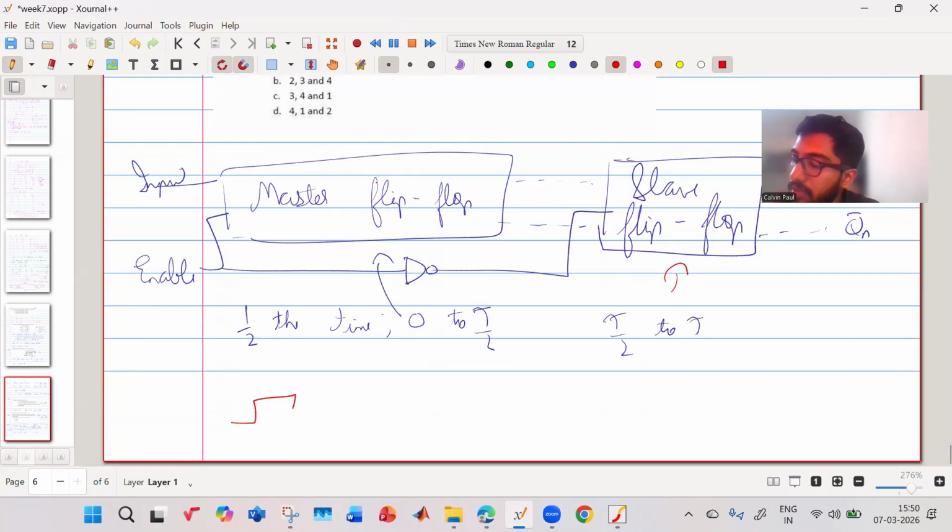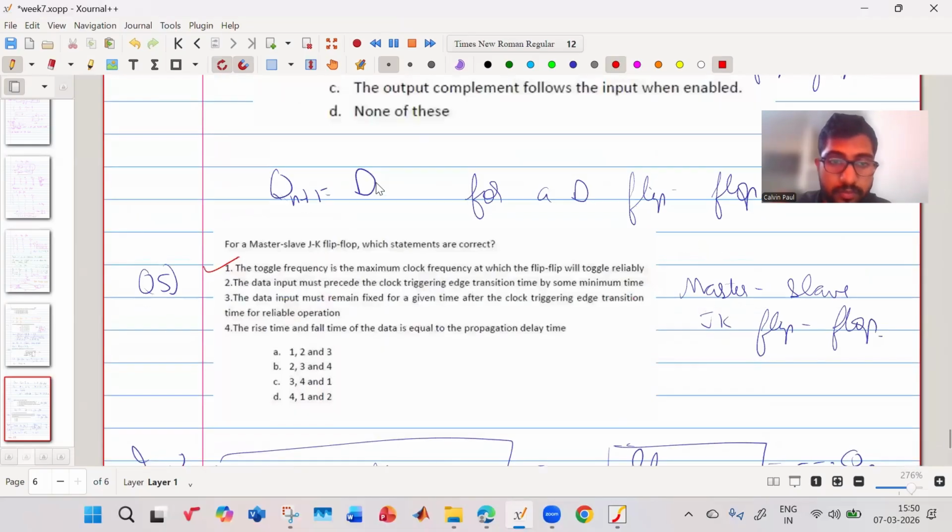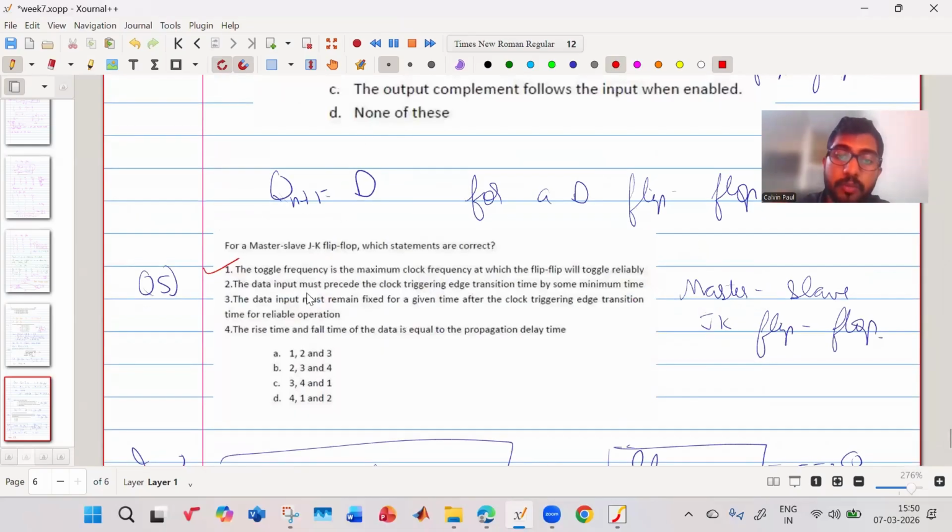If we are reading some data, it must have some minimum width. And if we are reading the data from here to here, it will not read. It should be within the time and also of sufficient duration. Data input must precede the clock triggering edge transition time by some minimum time. True. The data input must remain fixed for a given time after the clock triggering edge transition time for reliable operation.